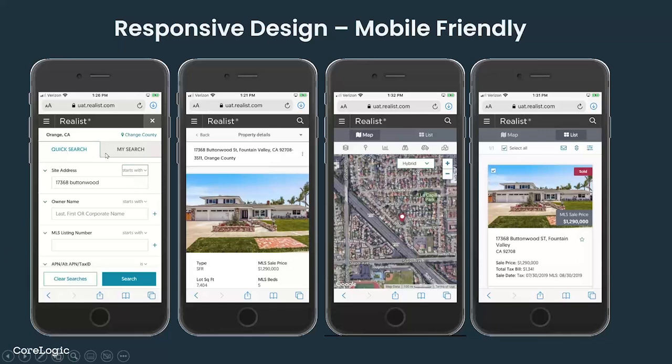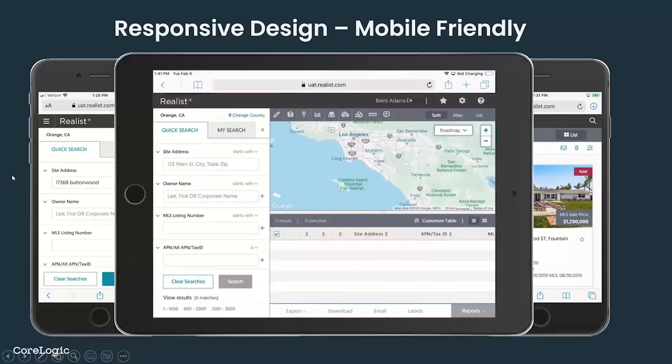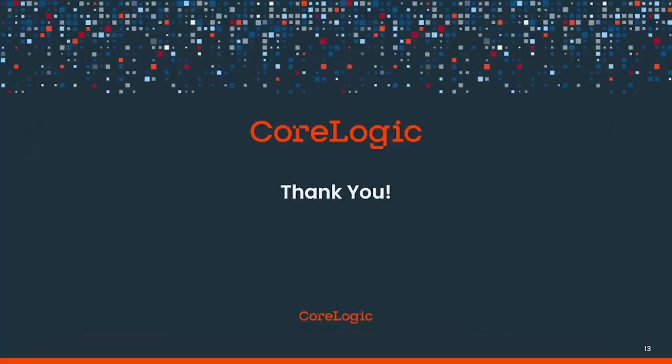You can see searching, property details, maps, groups of properties here, and all these sort of 4 screenshots I have of this phone are all going to work for you just fine. Even if you're using a tablet of some sort, it's going to be available and going to be working for you on any of those mobile devices as well.